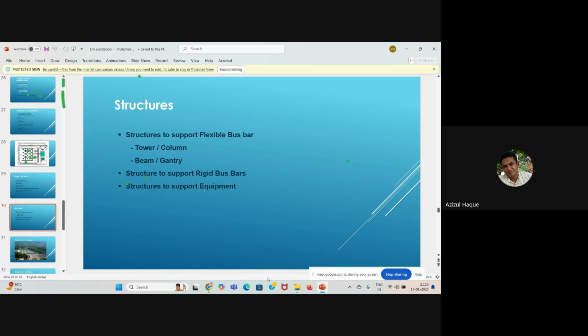So structures are there everywhere. You will see some photographs, and you will understand how the structures are used. They are used for supporting the bus system, rigid bus system, stringing system, and everything. Next slide, ma'am.